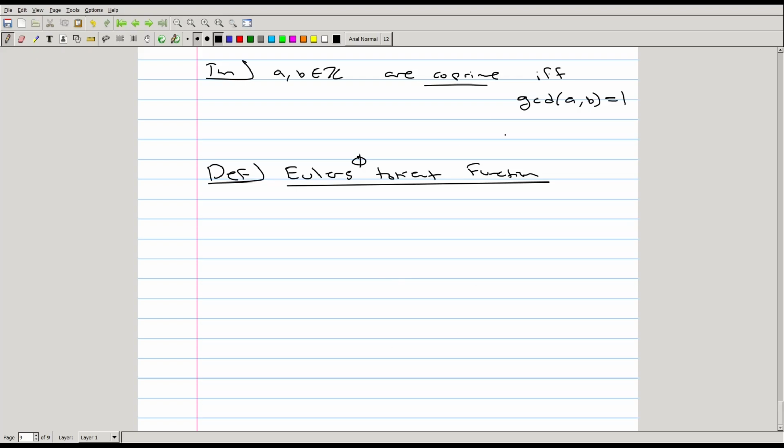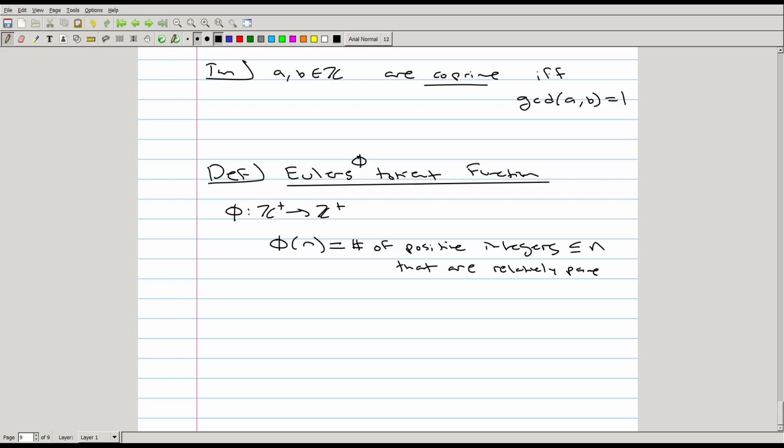This is useful in RSA crypto systems. It's useful in abstract algebra, but it's basically a function from the positive integers into the positive integers, similar to our prime counting function pi, such that phi of n for some positive integer is defined to be the number of positive integers less than or equal to n that are relatively prime to n, or the GCD of those integers and n is equal to 1.